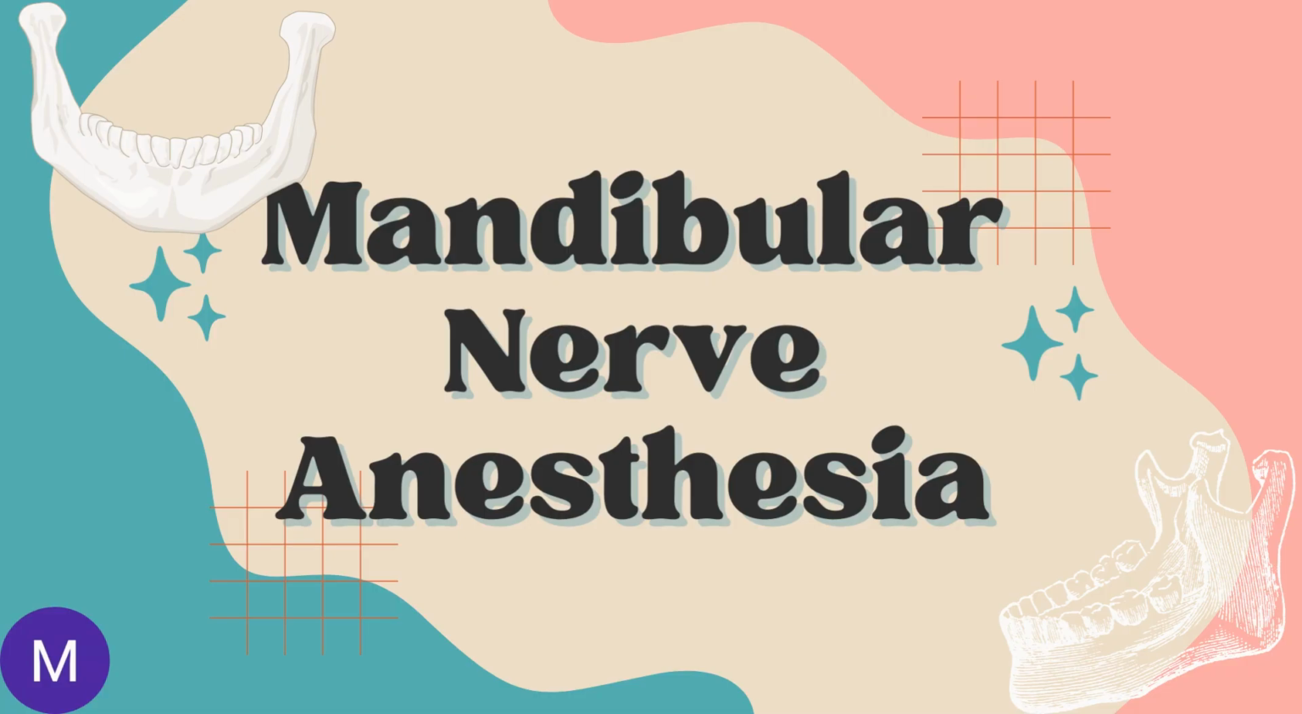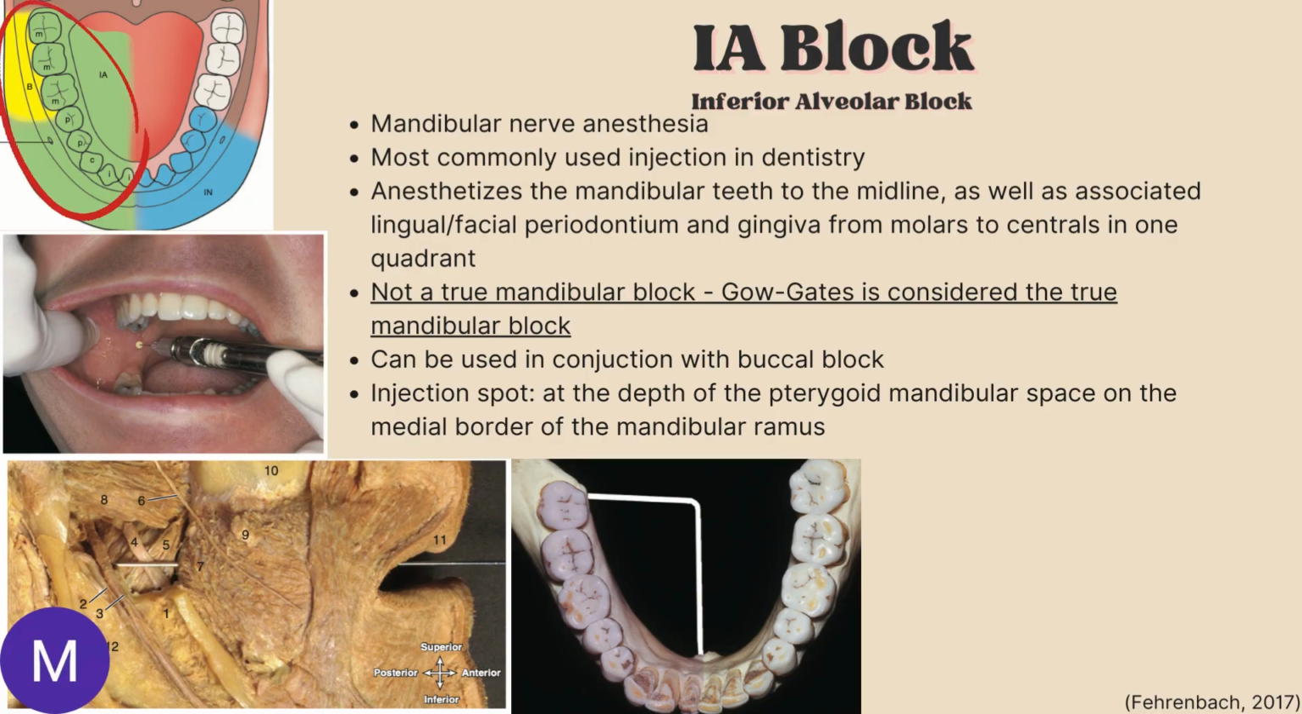And now we're moving on to mandibular nerve anesthesia. Starting off, we are starting with the inferior alveolar block, otherwise known as the IA block. It's the most commonly used injection in dentistry. The IA block anesthetizes the mandibular teeth to the midline and associated lingual periodontium and gingiva to the midline, as well as the associated facial periodontium and gingiva of the mandibular anterior teeth and premolars to the midline within one mandibular quadrant.